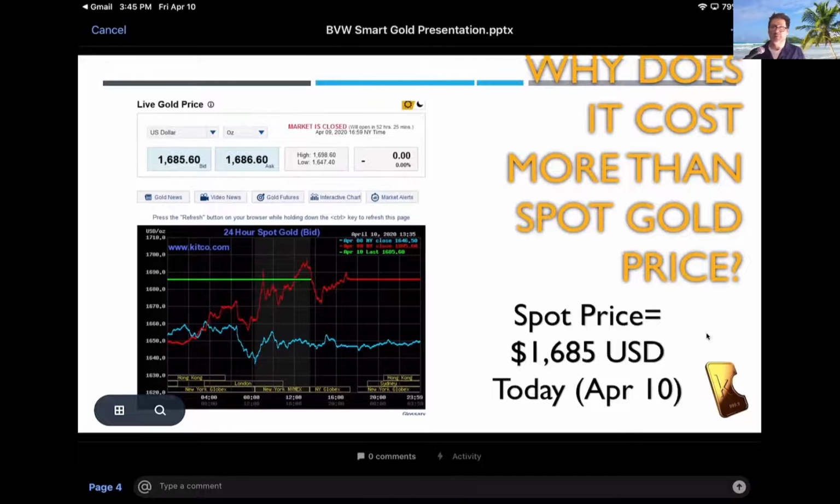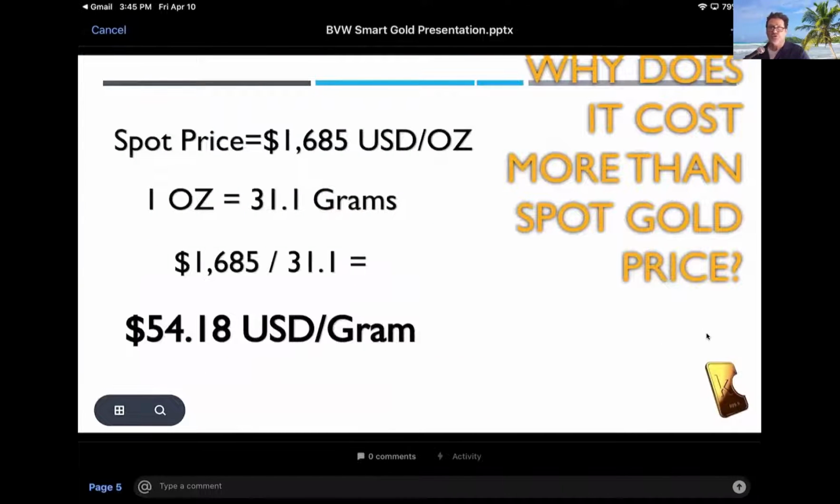Anyway, here we are, spot price. So spot price, breaking that down, there's 31.1 grams of gold in an ounce. So the spot price is in ounces, right? So 31 grams. So that breaks it down. At today's price, it's 54.18 US dollars per gram. That's what spot price would be equivalent to if you could break it down by the gram.